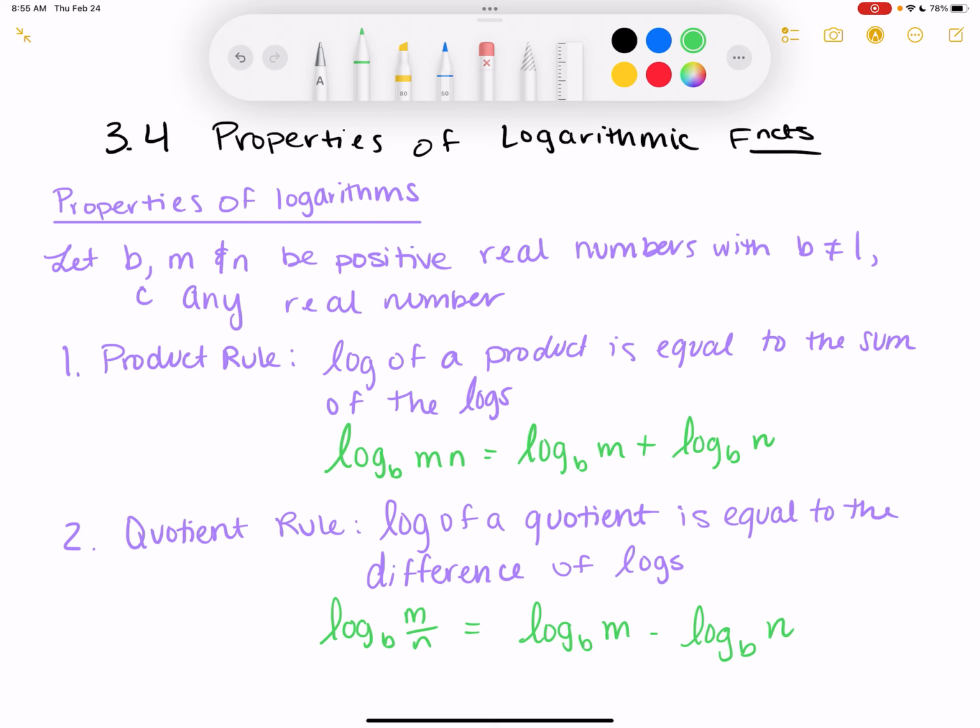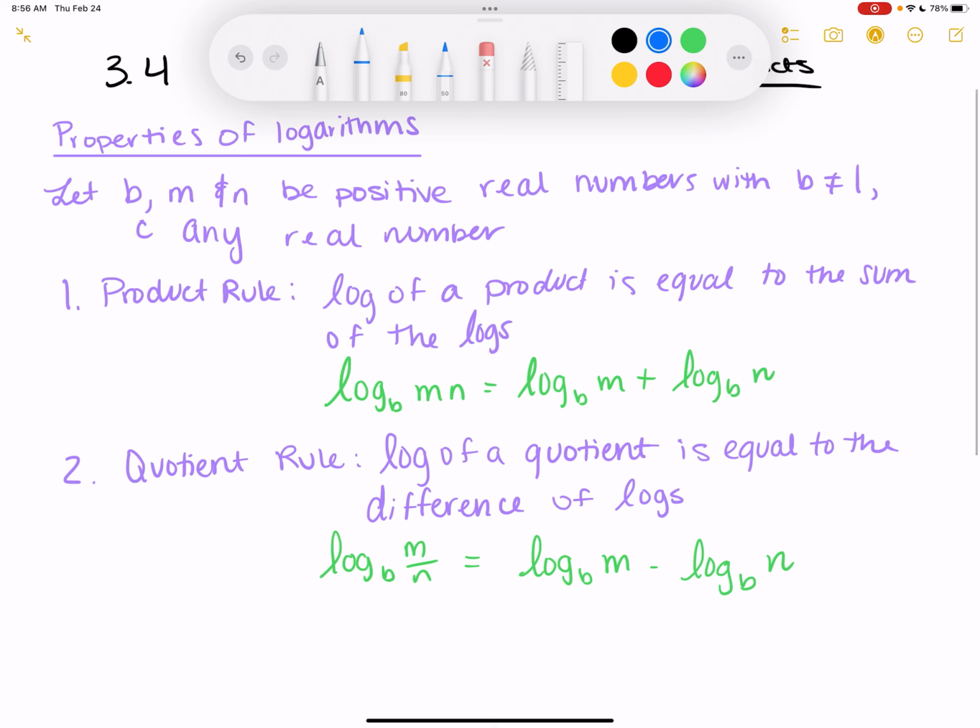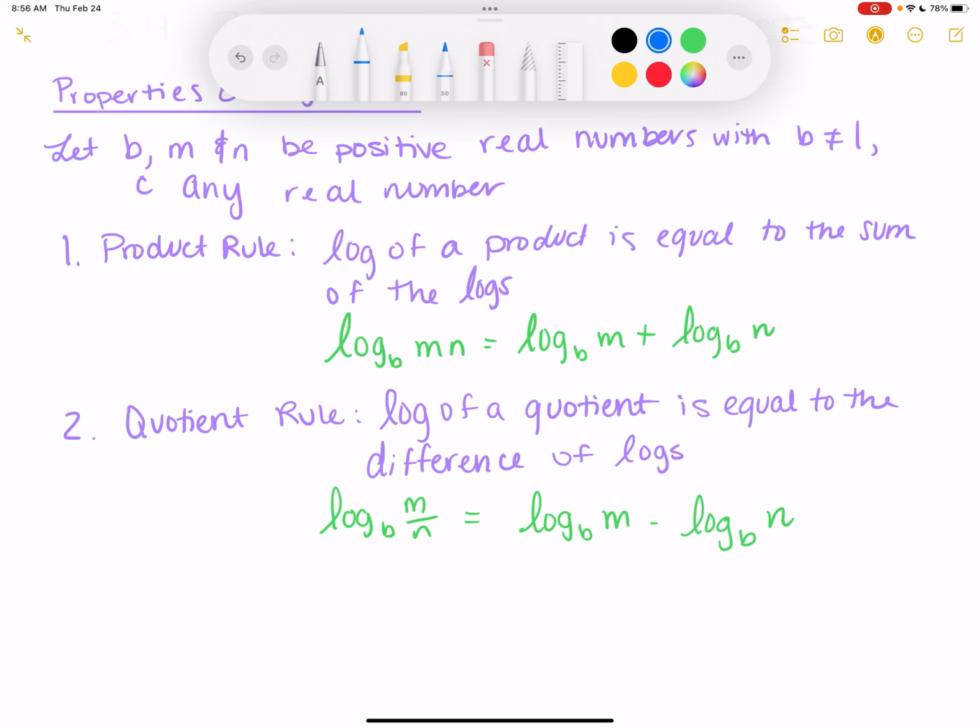And both of these can work the other way. So sometimes it'll tell you to expand, which is the direction that I have it going, left to right. If it tells you to condense, it's right to left. They would give you what's on the right and you would have to get what's on the left. So expand, there's going to be one more property, but expand is left to right, in terms of how I have them written above.